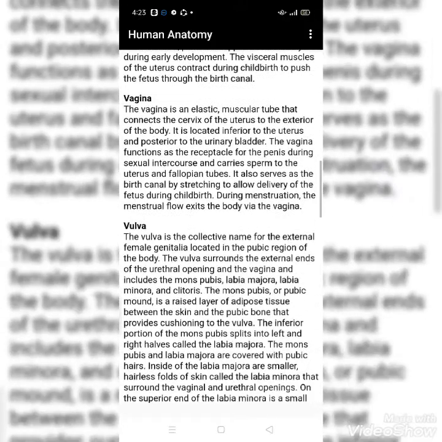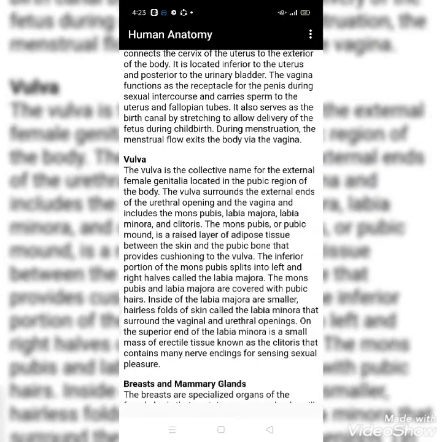Now we are coming to discuss the vulva. What is the vulva? The vulva is the collective name for the external female genitalia located in the pubic region of the body. The vulva surrounds the external end of the urethral opening and the vagina, and includes the mons pubis, labia majora, labia minora, and clitoris. The mons pubis, or pubic mound, is the raised layer of adipose tissue between the skin and the pubic bone that provides cushioning to the vulva.